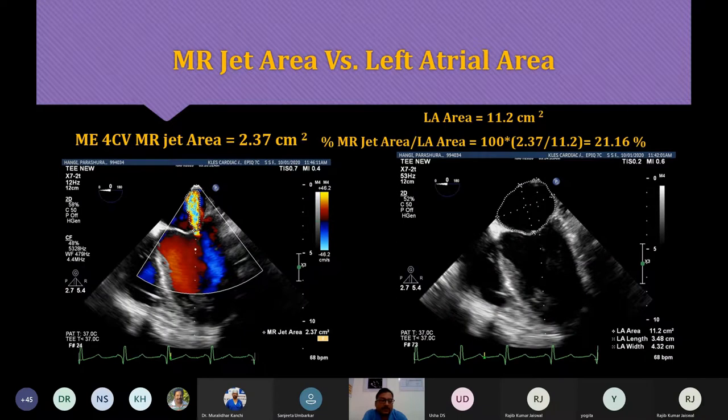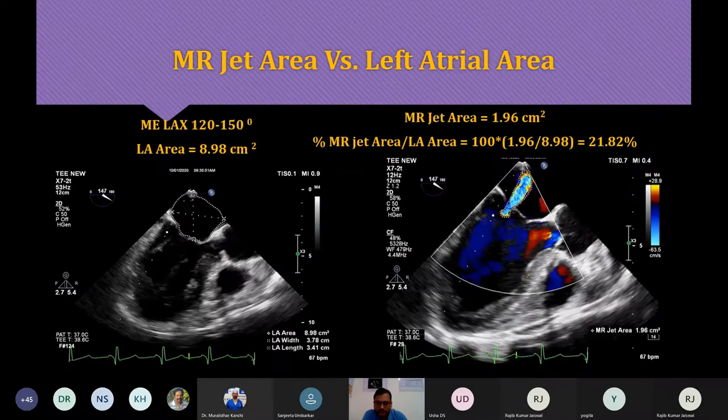So this is one of our patients in a mid-esophageal four chamber view. We are measuring the area distal to the MR orifice, and the absolute area here is 2.37. When we take the LA area into consideration, the percentage of the LA area becomes 21%, which is a little more than the mild variety. So this is how you do the MR jet area versus LA area measurement. An important drawback of this technique in transesophageal echo is that, because the LA is a proximal structure, it may not be completely seen. We may lose some part of the LA, so this method may not be as accurate as it is in transthoracic echo.